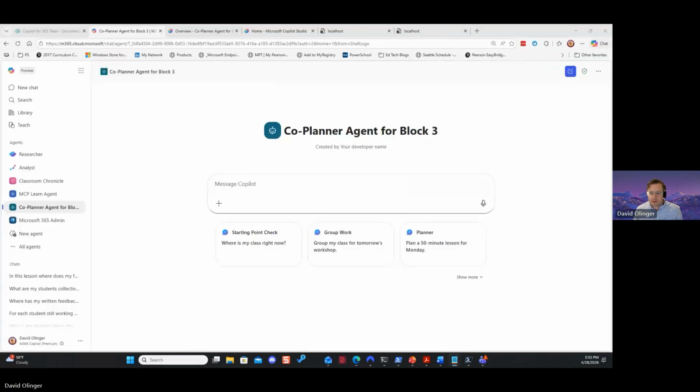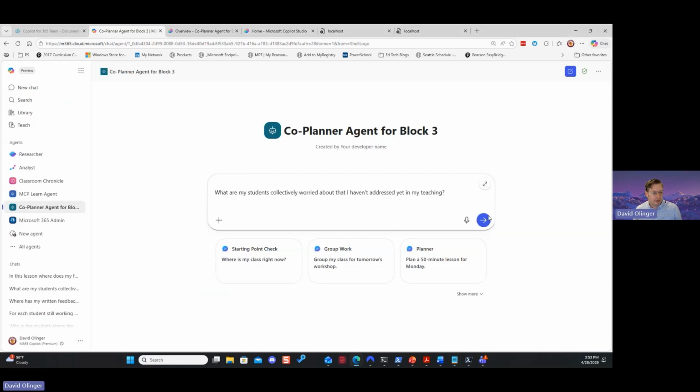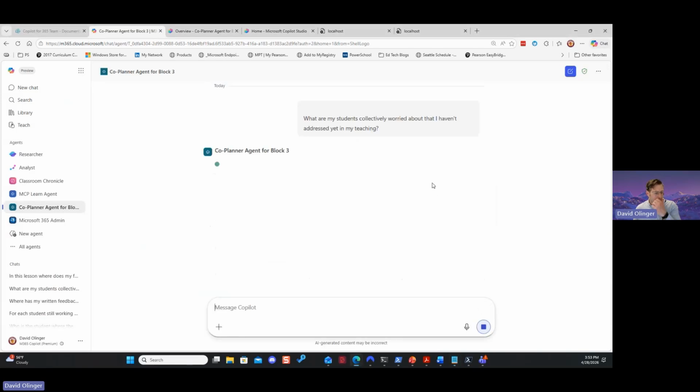I know I did a bunch of exit tickets, and I am curious about what my students collectively are worried about that I haven't addressed in my teaching yet. It's going to scan through this. It's going to look at the feedback students have given me through my exit tickets, and it's going to give me some real actionable insights on what I can do. These agents take some time to respond sometimes because it's going through all of this data. And as a good Copilot does, it's going to reference all the data that it's made its assessments from.